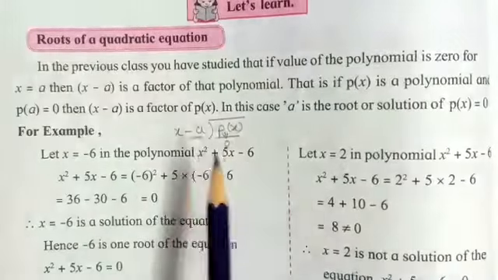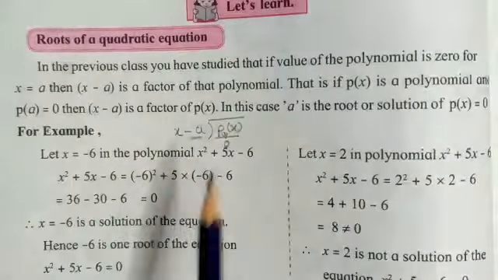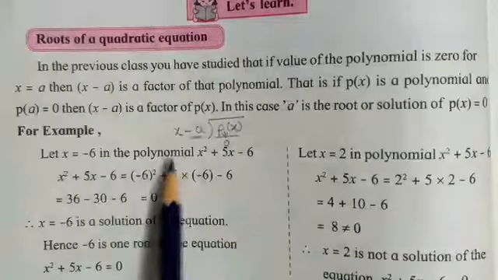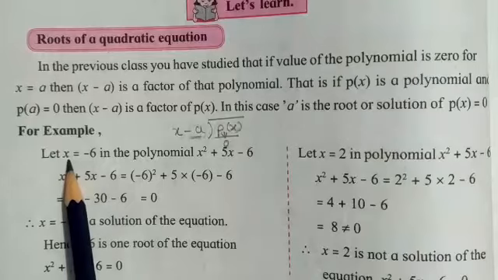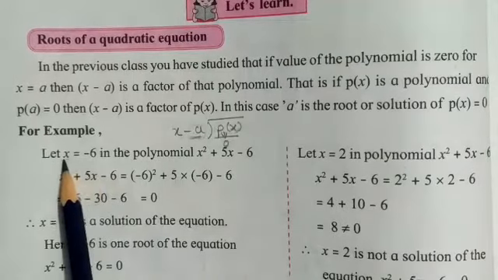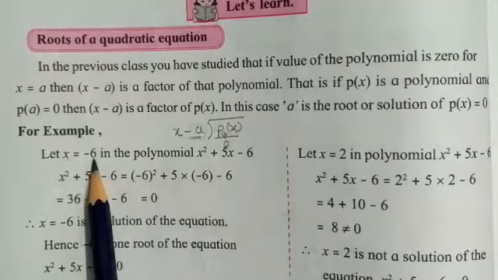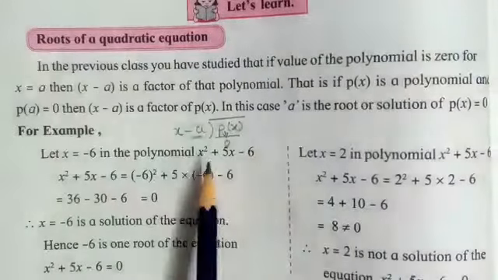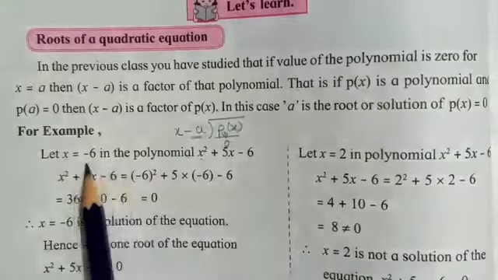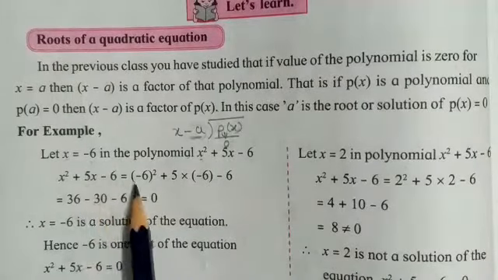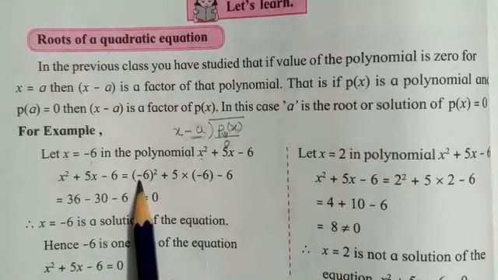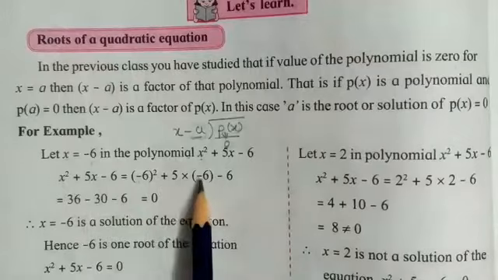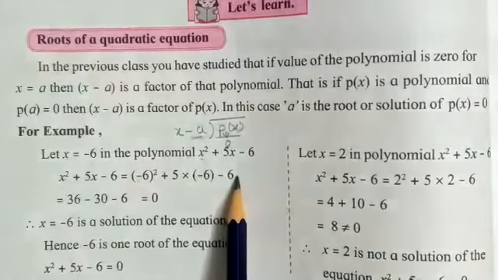Now here we will just assume it. To find out the solution, there are some methods. But here we will just assume some value of a and try to solve it. Here the polynomial is x square plus 5x minus 6. In that, we will put x as minus 6. So x square becomes minus 6 square, and 5x becomes 5 multiplied by minus 6, and then minus 6.